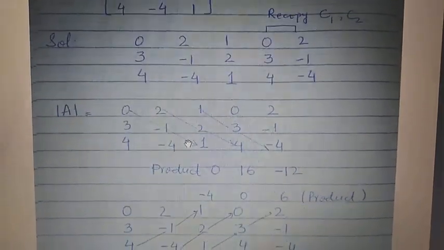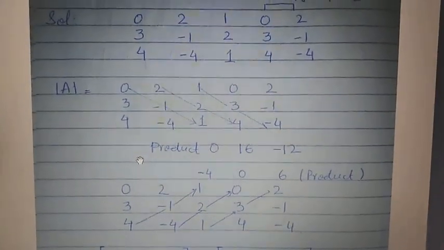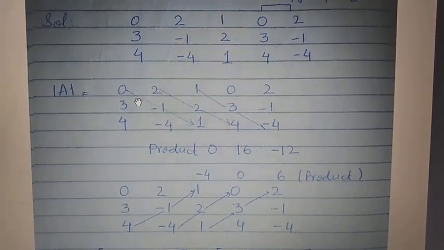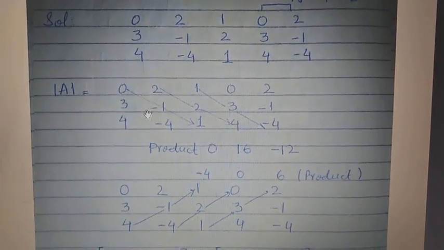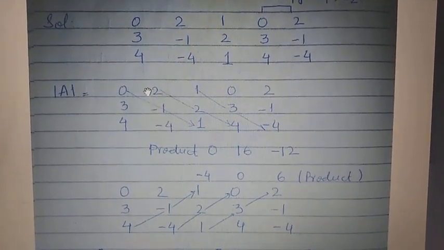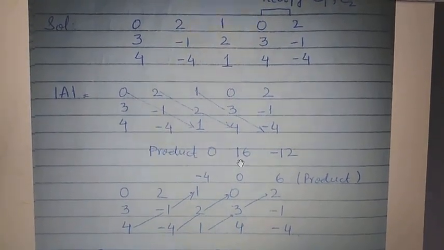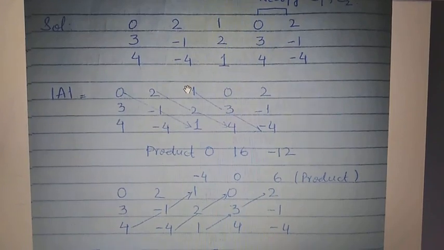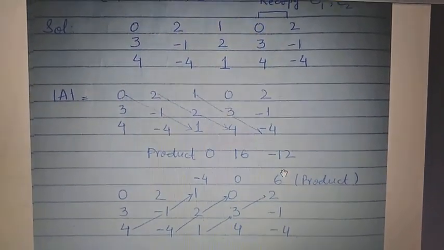Now after writing the two columns, how will you find the determinant? Now see, you have three diagonals in the forward direction. The first one is 0, minus 1 and 1, its product is 0. The second diagonal is 2, 2, 4, its product is 16. The third diagonal in the forward direction is 1, 3 and minus 4, and its product is minus 12.